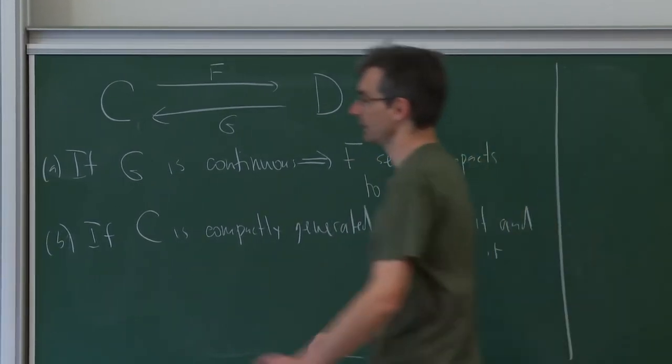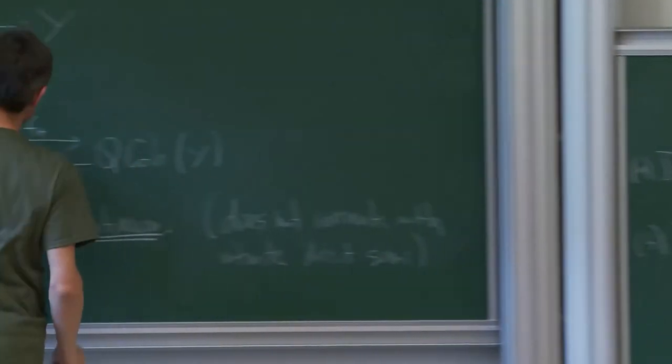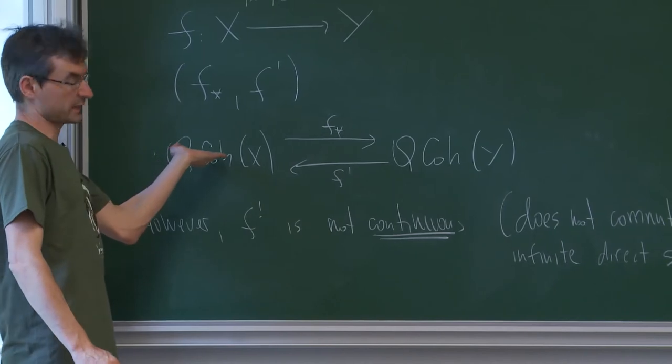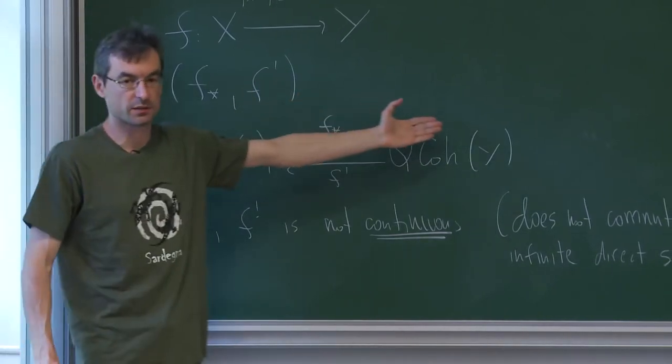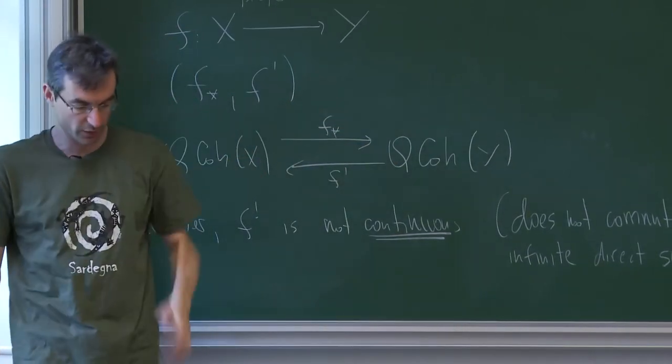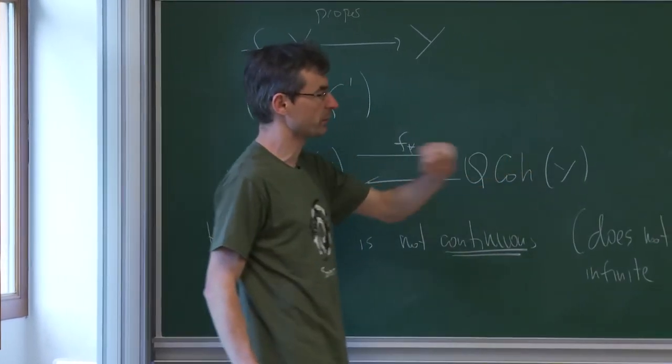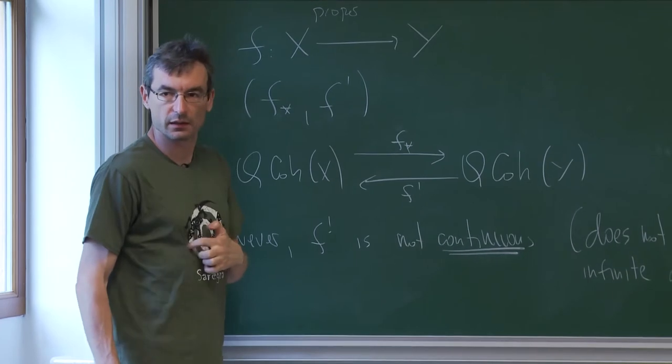In this situation, it's easy to see that if you have a proper map, there is no reason that it would send compact objects, namely the perfect objects in X, to perfect objects in Y. Take the inclusion of a singular point in Y, and then the image of a skyscraper will not be perfect.